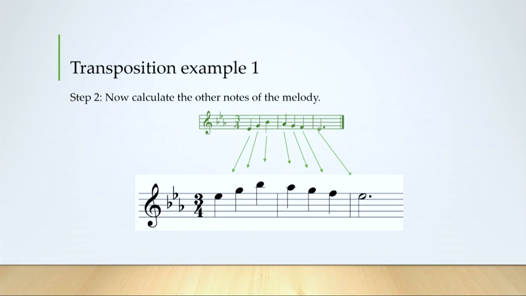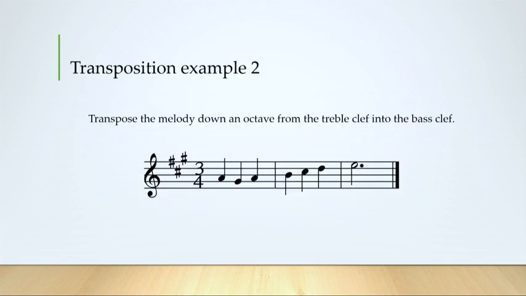So there's a very simple example, but not all of the examples that you'll be working with are that simple. So let's look at a slightly different one. Here is a second example where we are transposing the melody down an octave from the treble clef into the bass clef. So this time we're working with two different clefs. We're starting with the treble clef and we're moving into the bass clef. So let's look at step one.